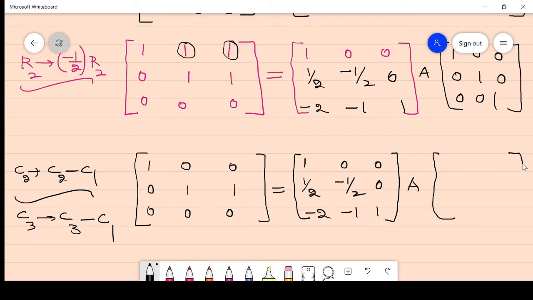Now column operation will affect the post multiplying matrix. So this is C3 minus C2 minus C1. So the first column should be the same, 1 0 0, then it subtracts to this. So this is minus 1, 1 and 0. Again this affects this, minus 1, 0 and 1.